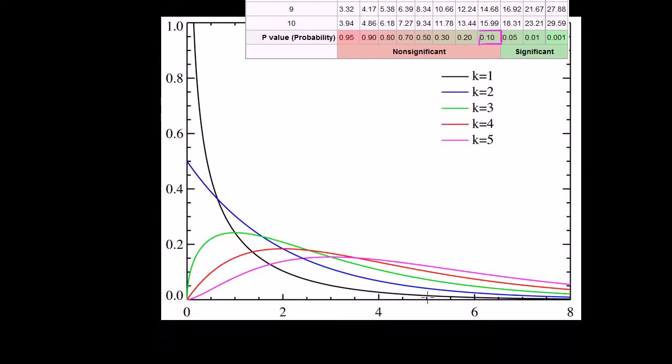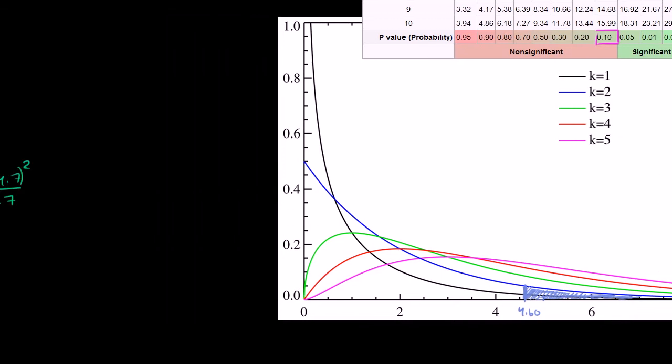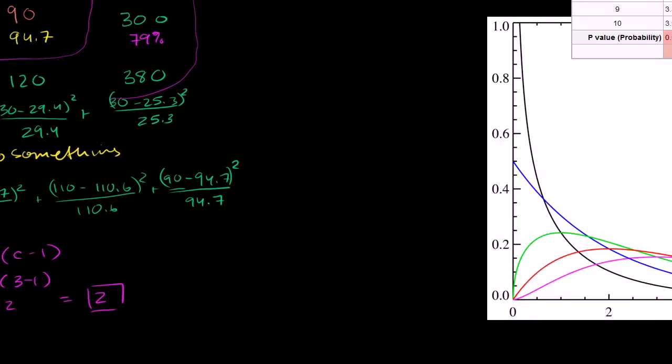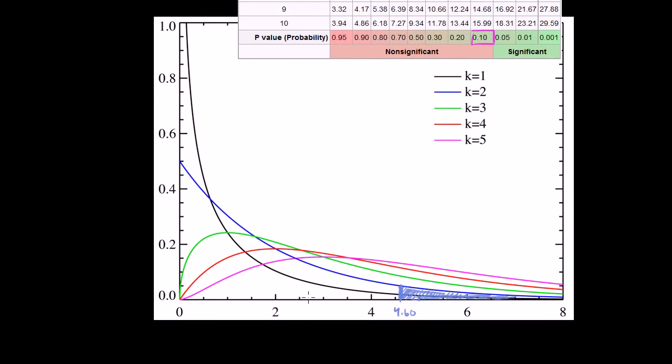So 4.60, this is 5, so 4.60 will be right around here. At a critical value of 4.60, the probability of getting something that extreme or more extreme is 10%. This is what we care about. Now, if the chi-square statistic that we calculated falls into this rejection region, then we're going to reject the null hypothesis. But our chi-square statistic is only 2.53. So it's sitting someplace right over here.